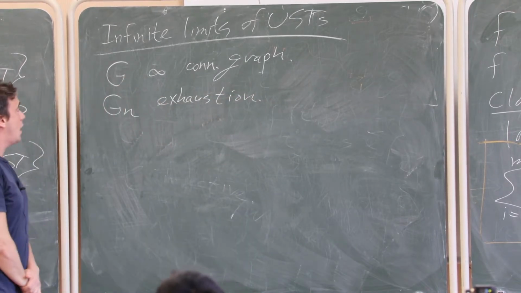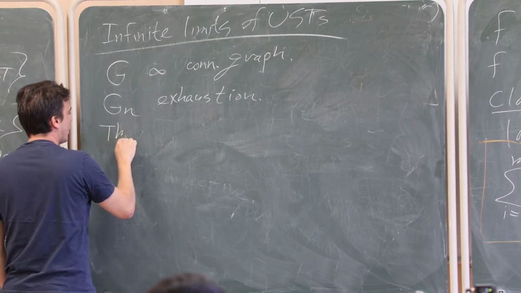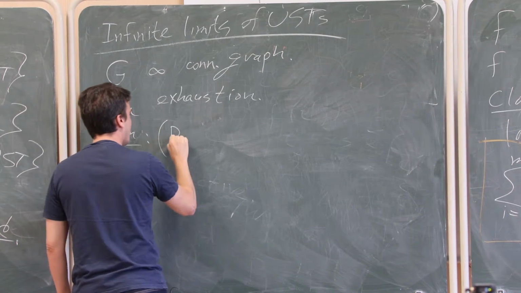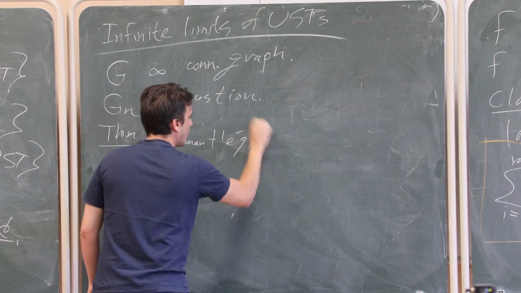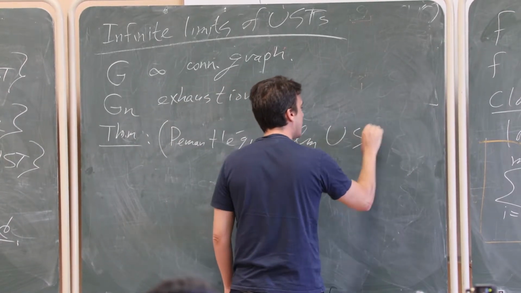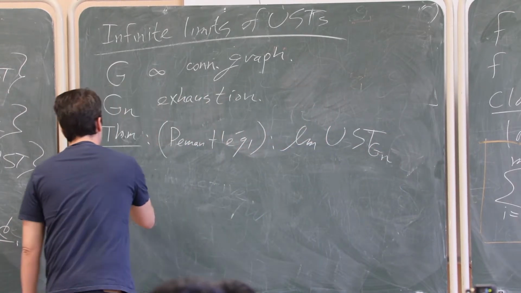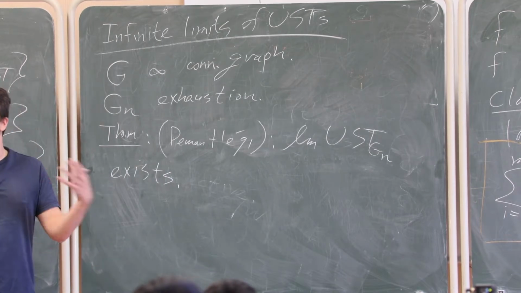Right, then, so it's a theorem, but we already know the proof of it due to Robin Pimentel, right? That the limit of the UST on Gn exists. Right. So what does this mean?